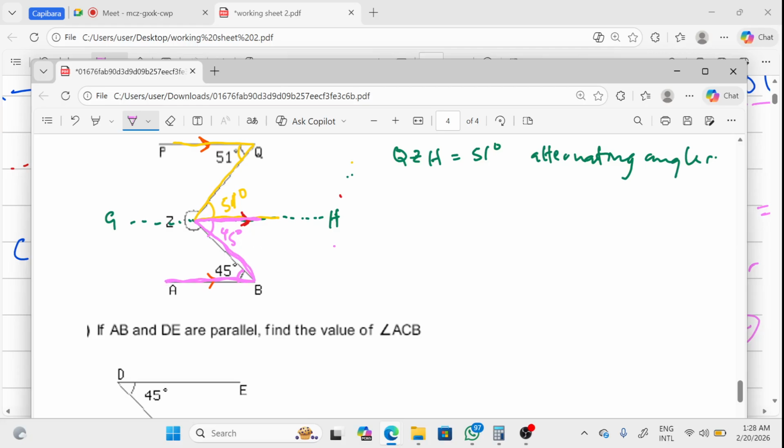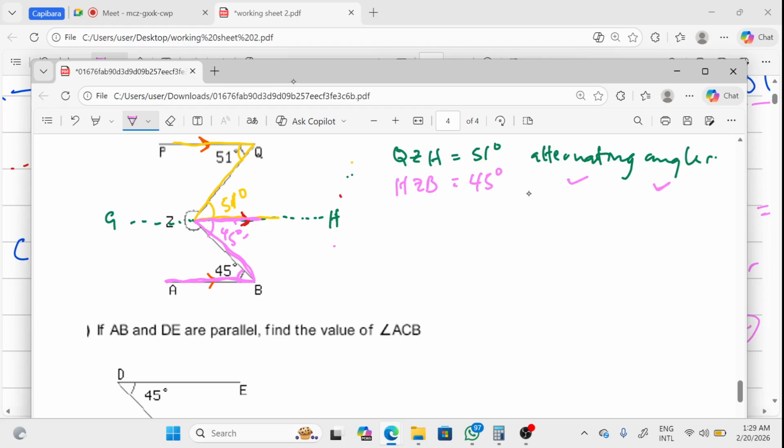So you see that the 45 I wrote here is actually alternating towards this 45. Do you agree? I agree. Okay, so now I can say angle HZB is equal to what? 45 degrees. Because of what? Because of alternating angles.